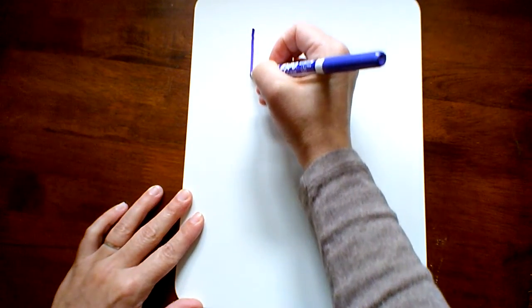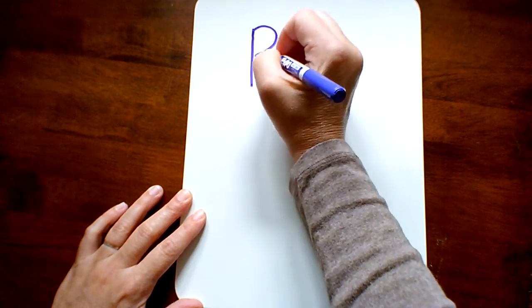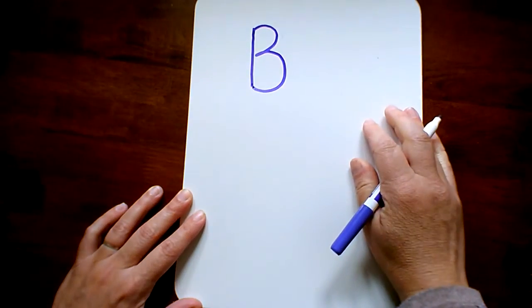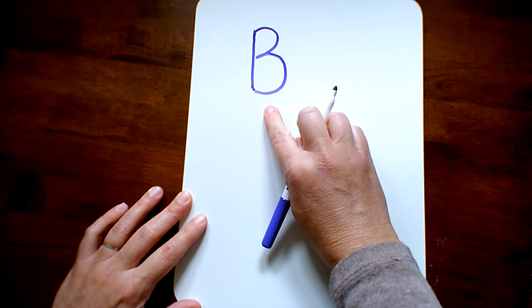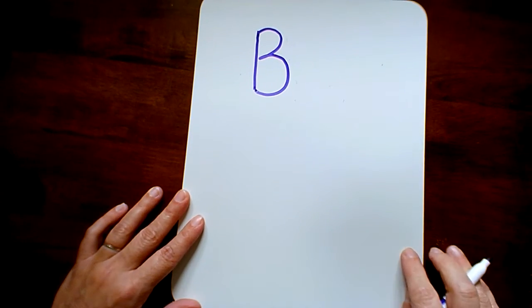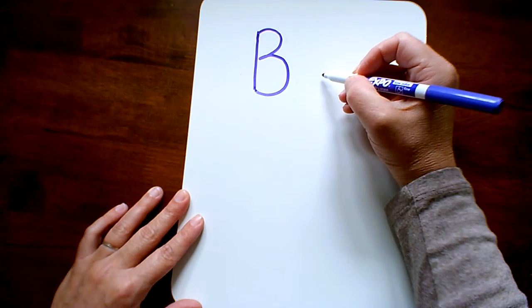Hi! We're working on two sounds this week. The first letter is this one. Do you remember the name of this letter? What's this letter? That's a B, and B says B, B, B, B. Let's make the B sound together.